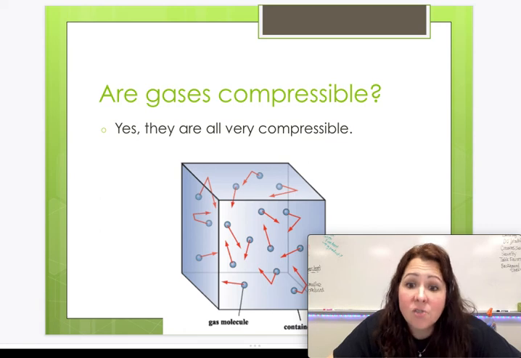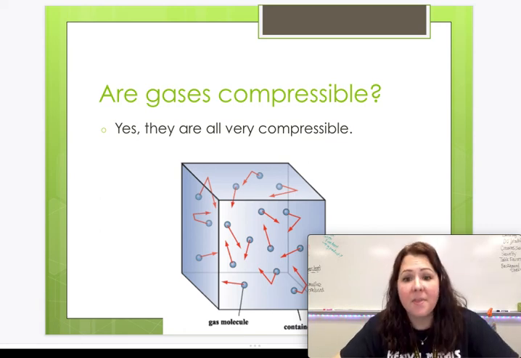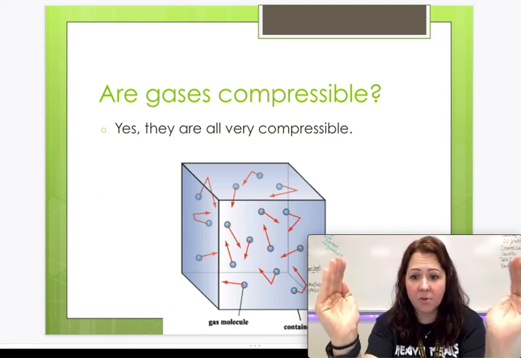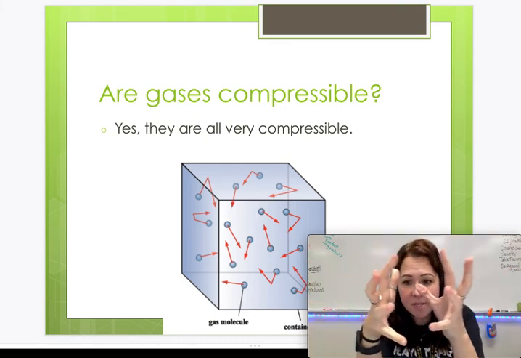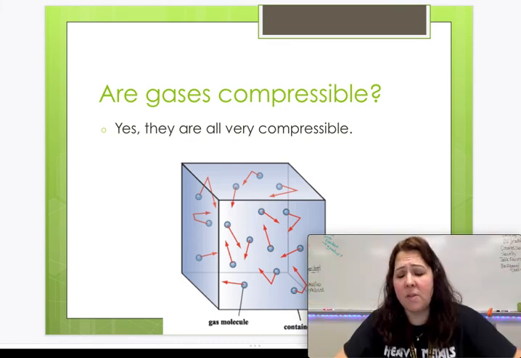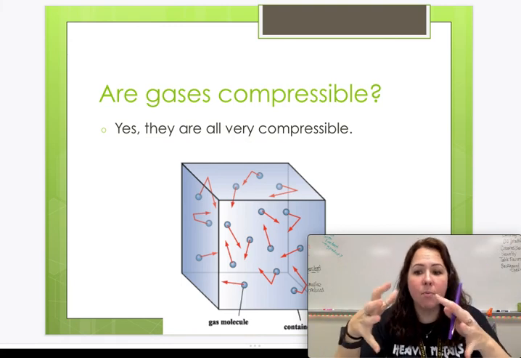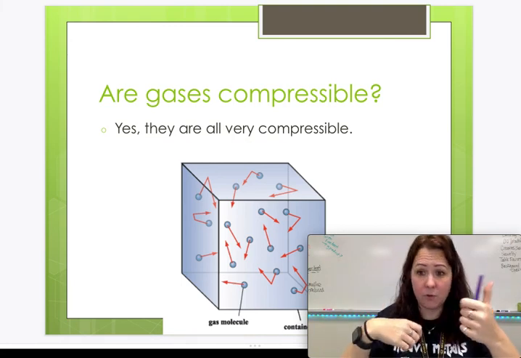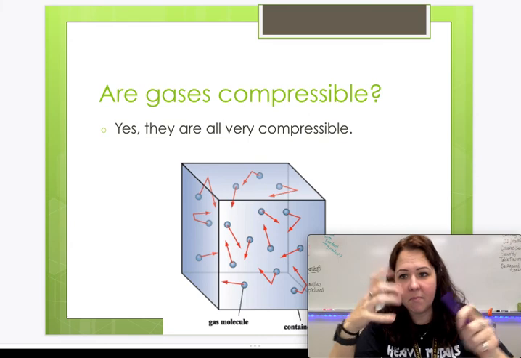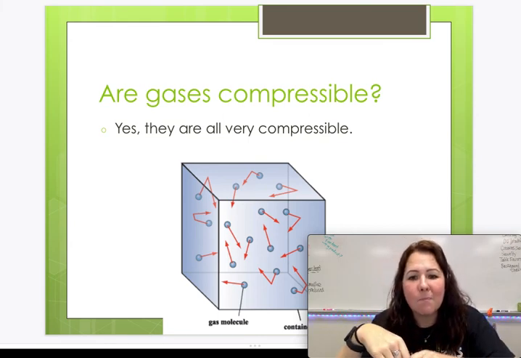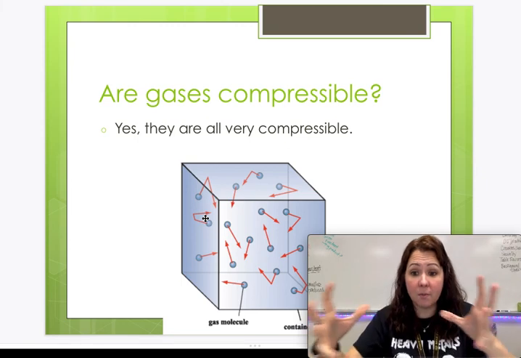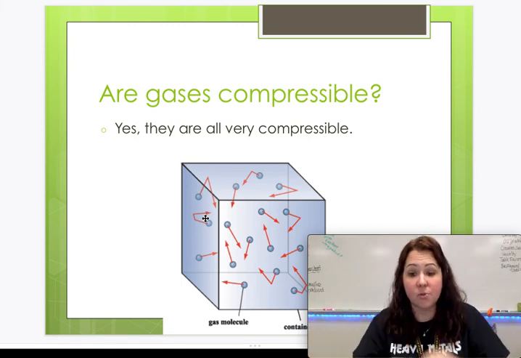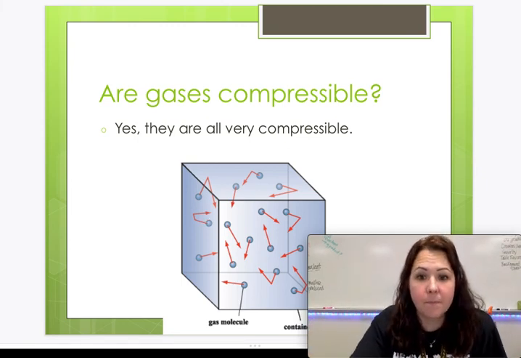Because of that, gases are highly compressible. That means that I can take the particles that are there and squish them together more. So I can make them go together more. That just means that they have more collisions. When you compress a gas, the pressure goes up because you have more collisions. We don't know what pressure is yet, but we'll get there. But you could make this container in this picture smaller just by compressing the little gas particles together. So they are very compressible.